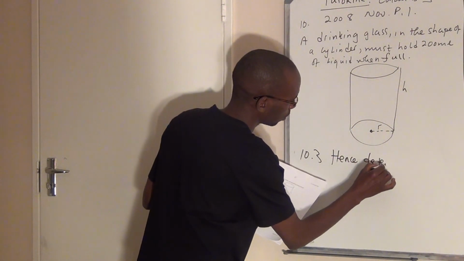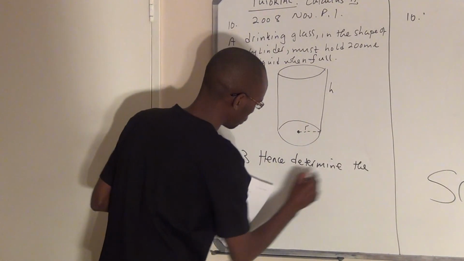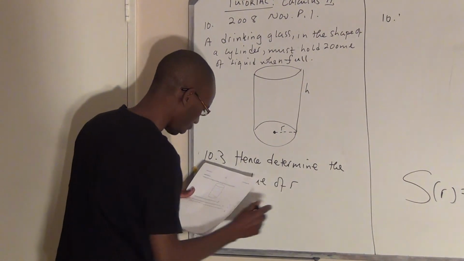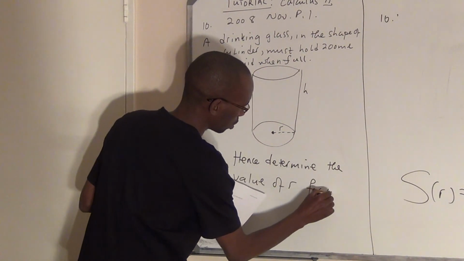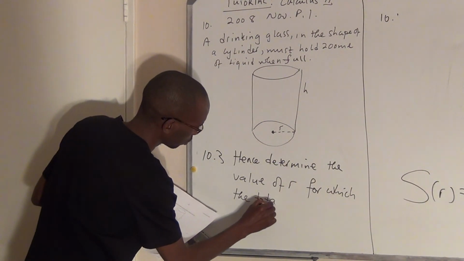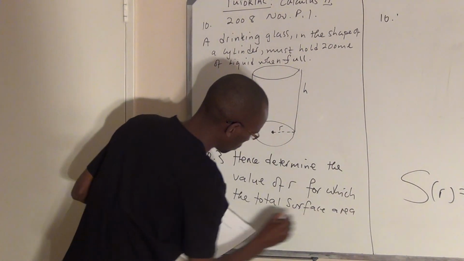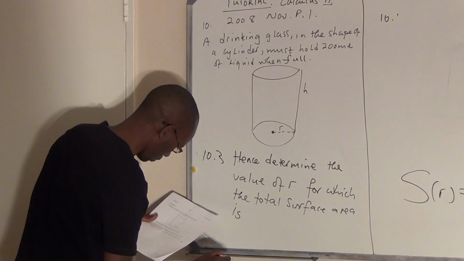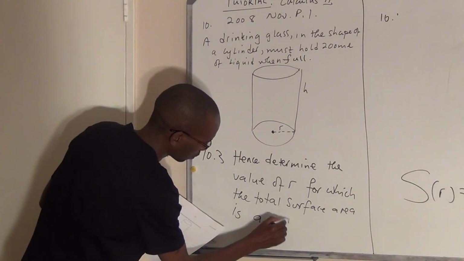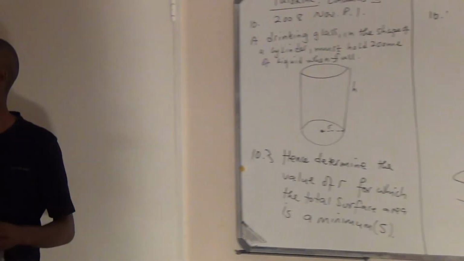determine the value of r for which the total surface area is a minimum. That's for 5 marks. Okay, we will answer that.